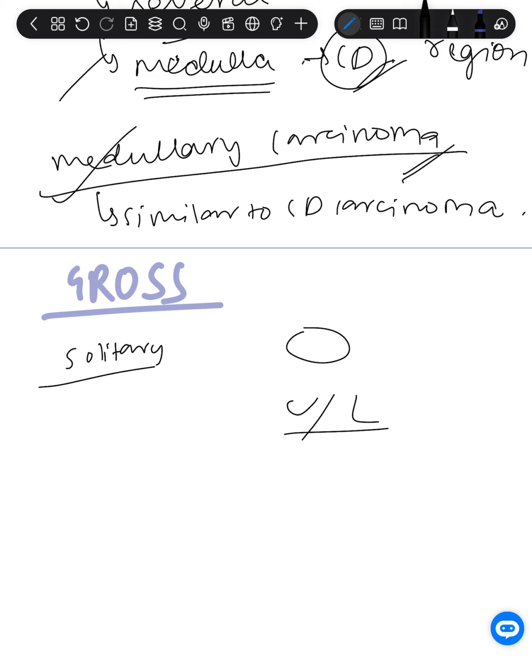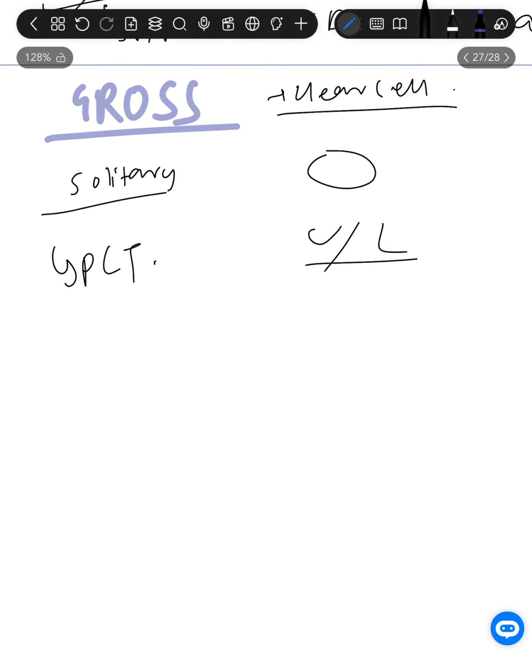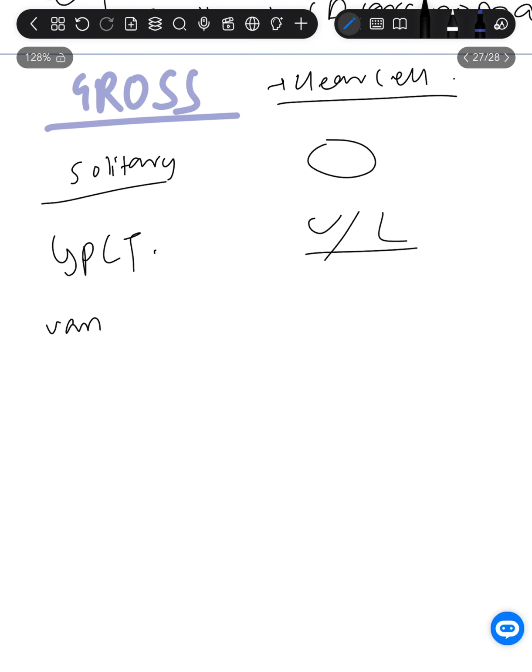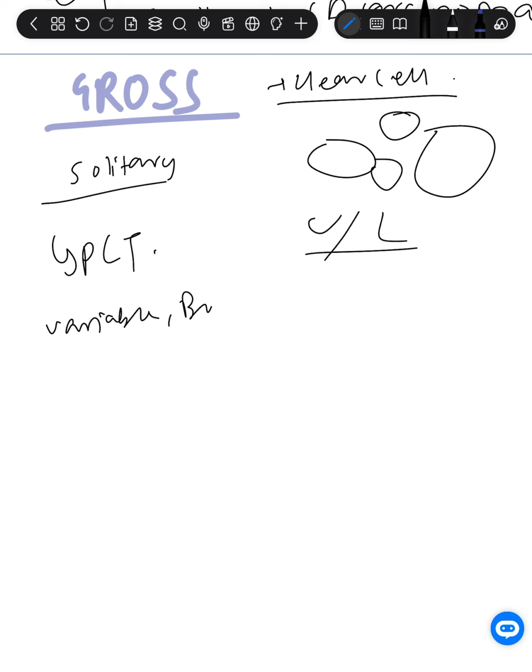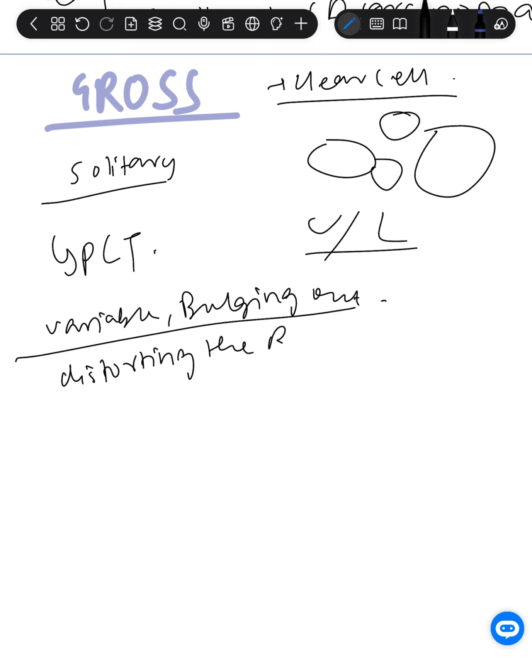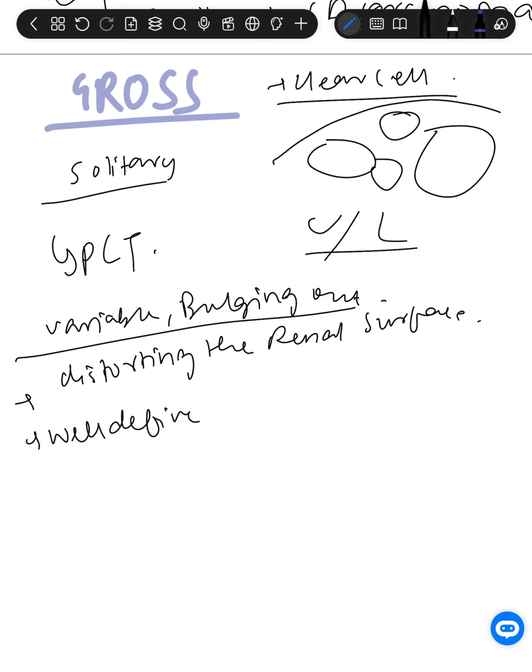This is solitary. As I said, you only say this arises from PCT. This is clear cell, by the way. We are discussing clear cell. So this arises from the PCT. What you will see, we can see some variable sizes of bulging out neoplasms or bulging out masses. Okay, this is distorting the renal surface. Then, of course, this is well defined. This is variable and bulging out.